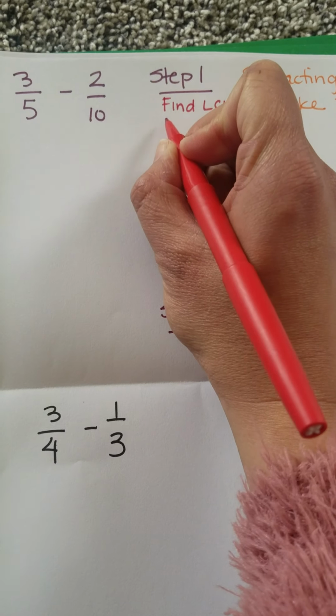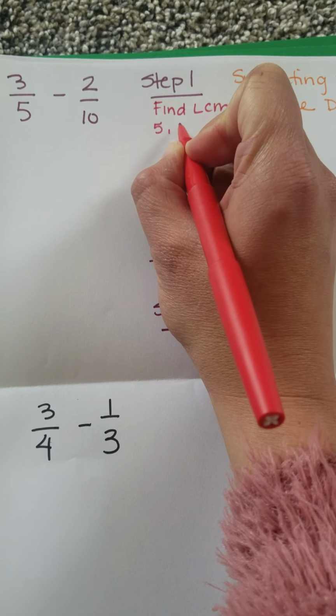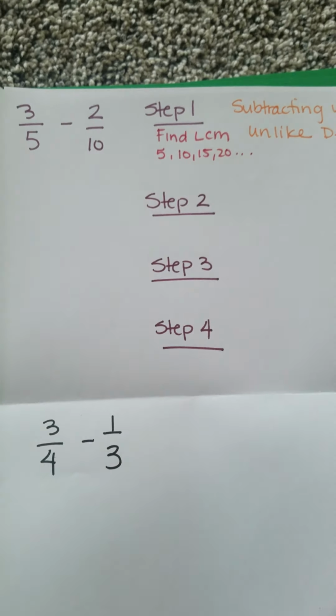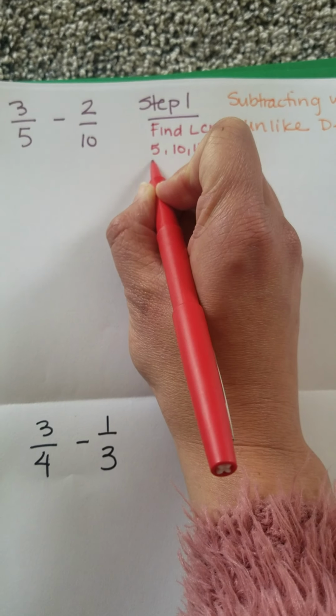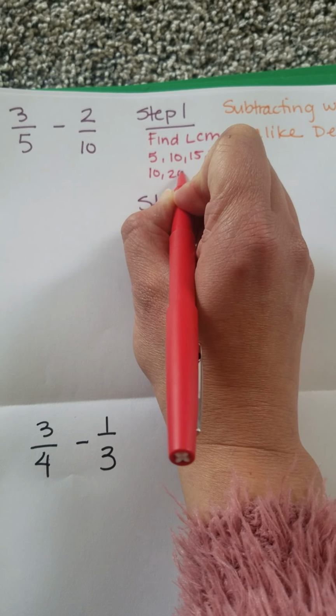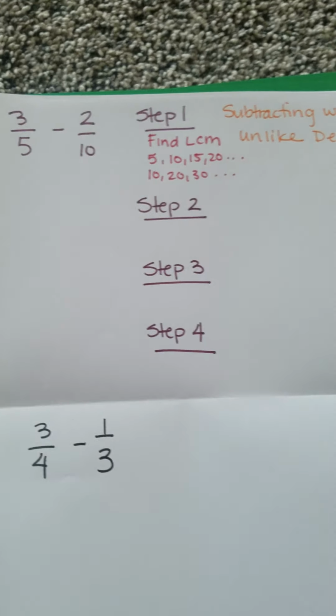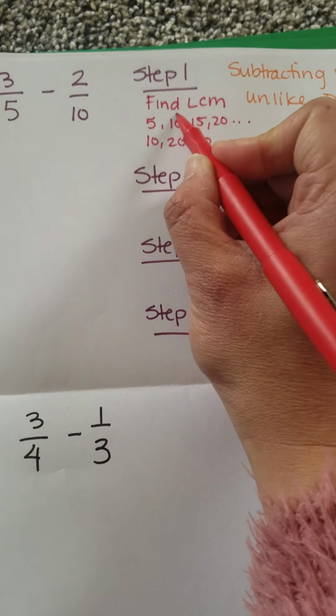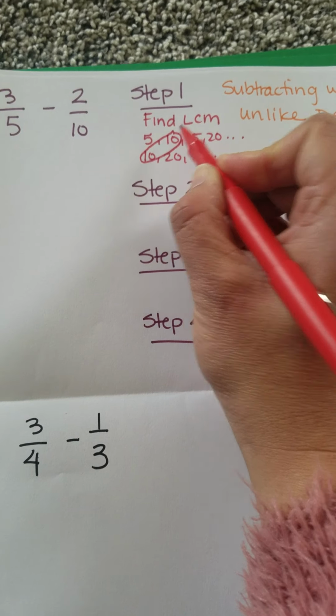So what I'm going to do is list out the multiples. I'm going to go 5, 10, 15, 20, and I'm going to do the same thing for 10. 10, 20, 30. And right now I'm looking for the smallest multiple that they both share, and I notice that's 10. So I'm going to go ahead and circle 10.